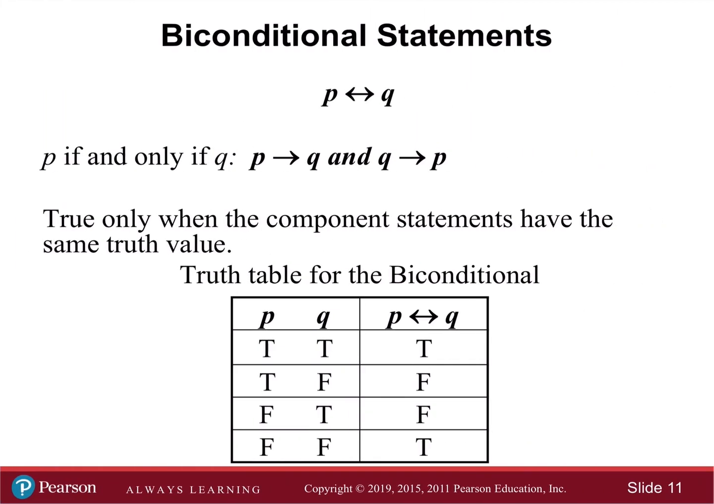Okay, so then we looked at examples of the conditional statement, which is P implies Q. Now we want to see the truth table for the biconditional statement, P if and only if Q. What the biconditional means is P implies Q and Q implies P. And so we see the truth table for the biconditional here.